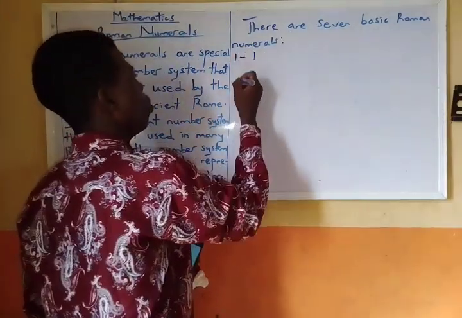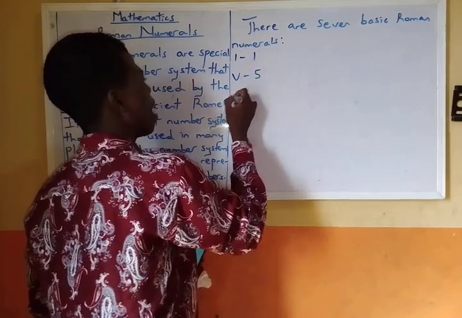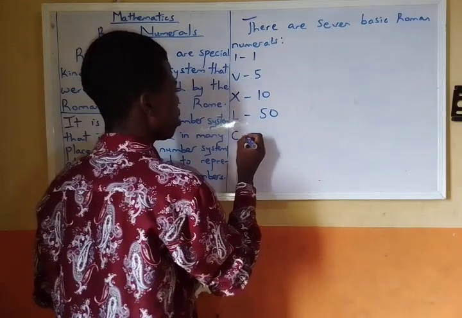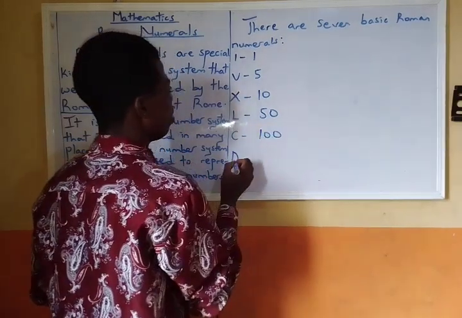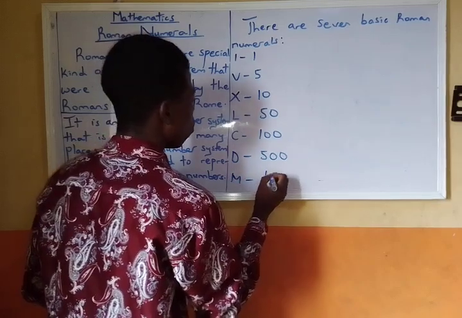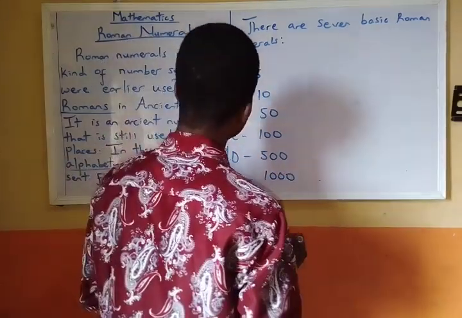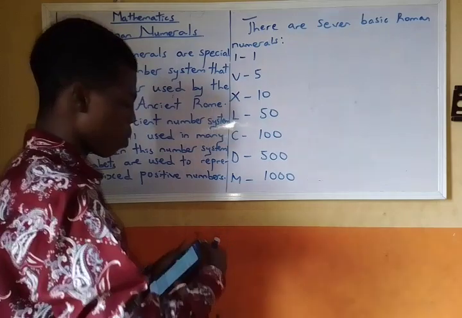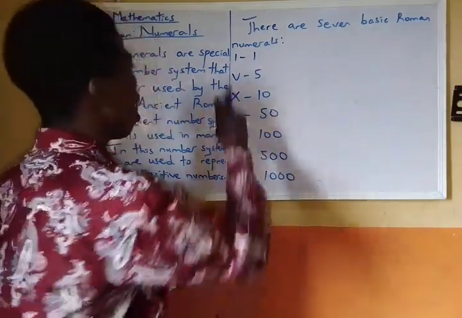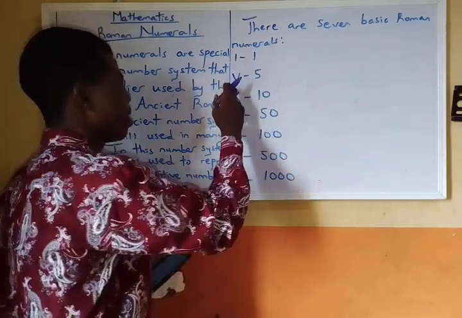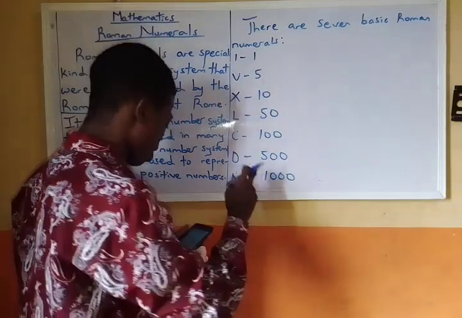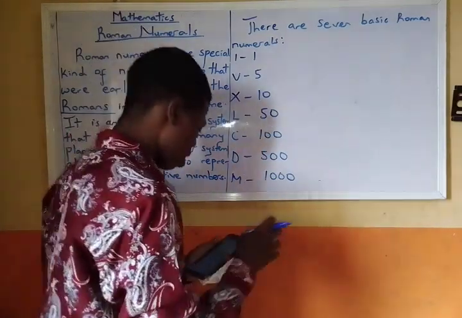We have I which is 1, V which is 5, X which is 10, L which is 50, C which is 100, D which is 500, and then M which is 1000. How many basic Roman numerals do we have? There are 7 basic Roman numerals: I is 1, V is 5, X is 10, L is 50, C is 100, D is 500, and M is 1000.